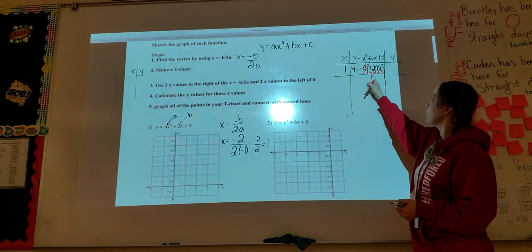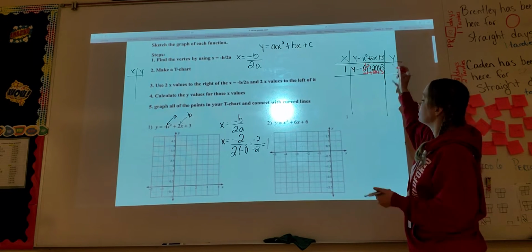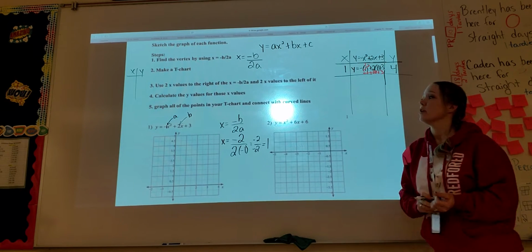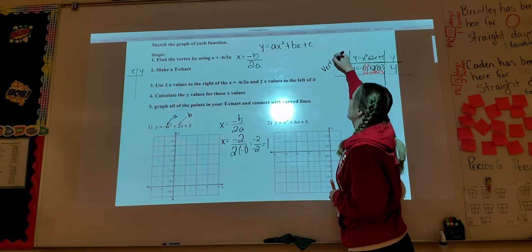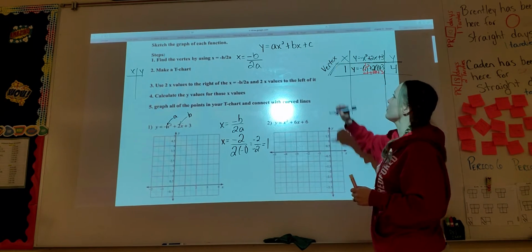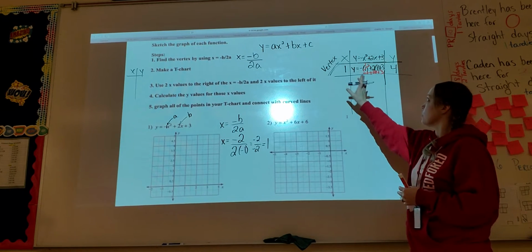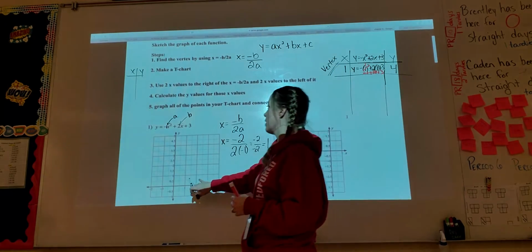So I have negative 1 plus 2 is a 1. And then 1 plus 3 is 4. So my y is going to be 4. So my vertex, I always do my vertex as the first one here, because you find your vertex first so that you know which point you're going to choose for your x. So I found my vertex. It's at 1, 4. So I'm going to label that on here.